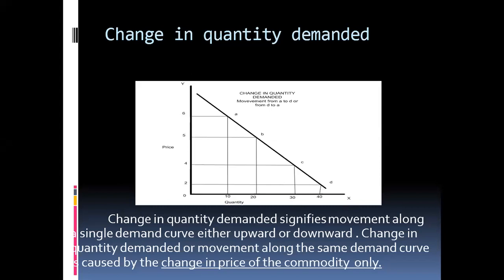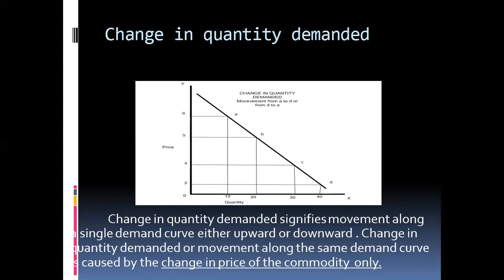When the price of the commodity was actually 6 naira, the quantity bought was 10. When the price moves to 5 naira, the quantity bought increased to 20. When the price fell further down to 4 naira, the quantity bought or demanded increased to 30. And when the price fell down further to 2 naira, the quantity demanded increased to 40 units.